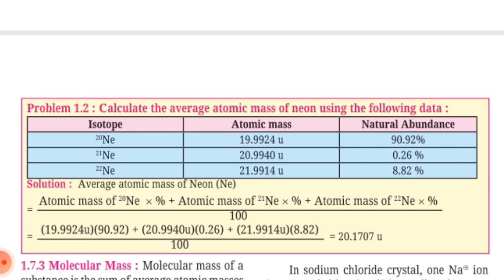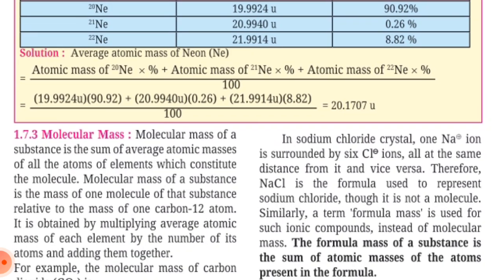Solution. Average atomic mass of neon is equal to the atomic mass of neon-20 multiplied by its percentage, plus the atomic mass of neon-21 multiplied by its percentage, plus the atomic mass of neon-22 multiplied by its percentage, all divided by 100, which is 19.9924 u × 90.92 + 20.9940 × 0.26 + 21.9914 × 8.82, divided by 100. So the answer will be 20.1707 u.